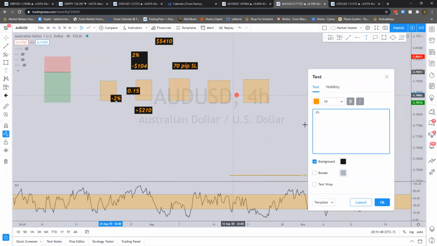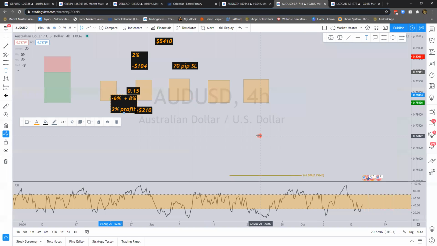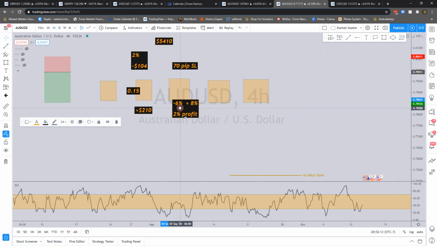So basically, let's say 3 of these were to lose, that's negative 6%. And then 2 of them were to win, that's plus 8%. So then that leaves you with 2% profit for the week. Even though you lost 3 trades and won 2 of them, you still make 2% profit. Okay?